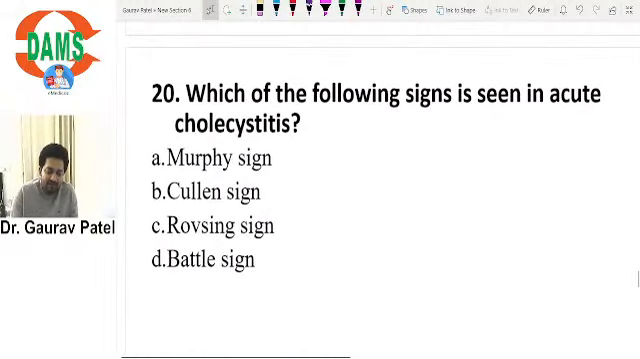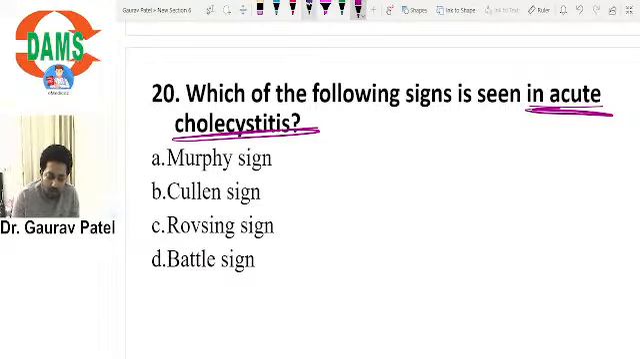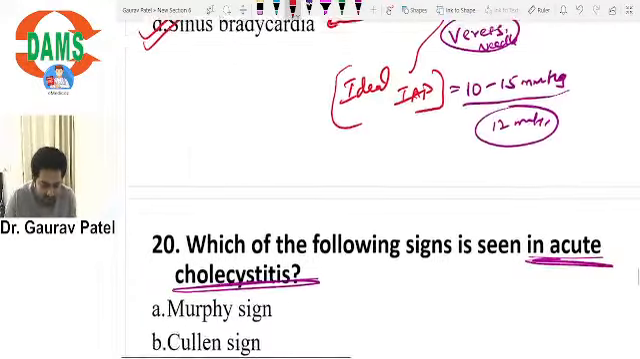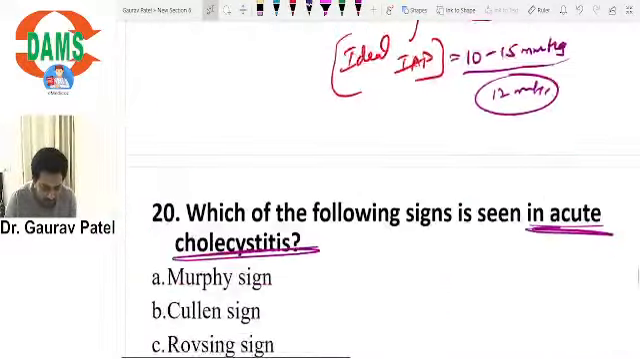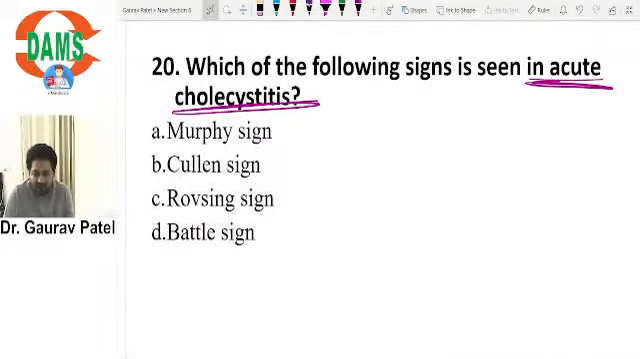Which of the following signs is seen in acute cholecystitis? Which of these signs are seen? Shakila Shah, very nice. So A, Murphy's sign. Yes, you are correct. What is Murphy's sign? When you do the palpation in the right upper quadrant, when you keep your hand there and ask the patient to take a deep breath, there will be a sudden catch in breathing. Yes, very good, Sandeepa Naveen.